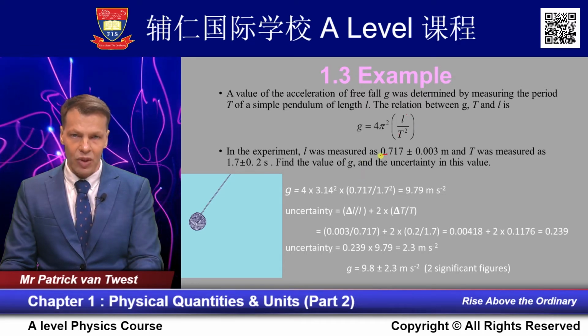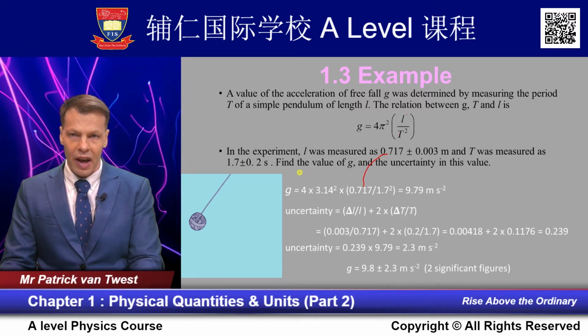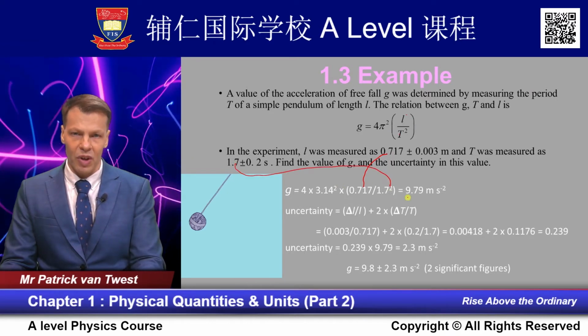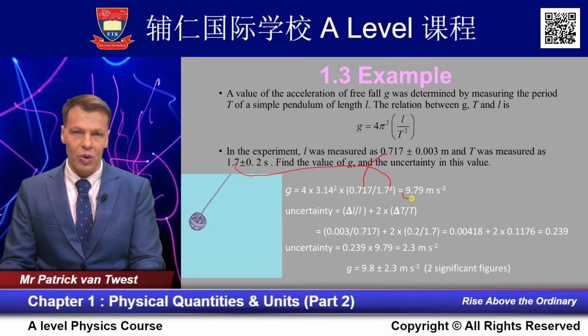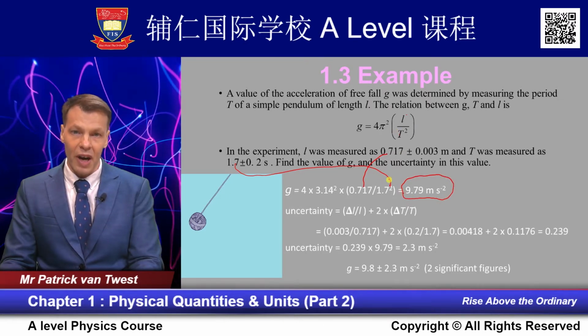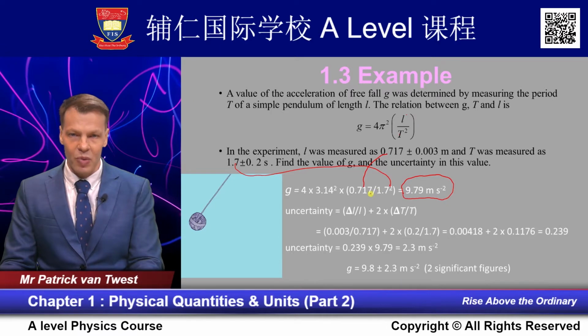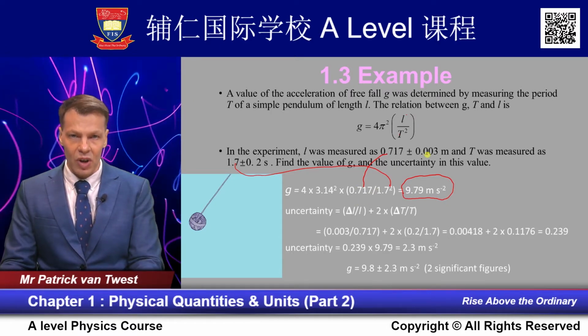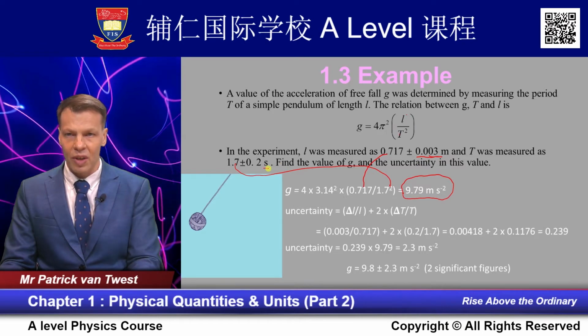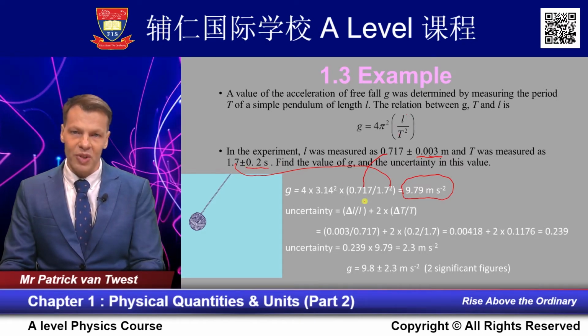To get the value of g, we just put in the numbers. We put in the actual measurement for the length, and then the actual period, and we square it, and we do the formula. If you do the maths, you'll get this as your actual value of g. But there's an uncertainty that comes with it. Why is there an uncertainty? Well, there's an uncertainty in the length, and there's also an uncertainty in the period. What do we do with uncertainties?